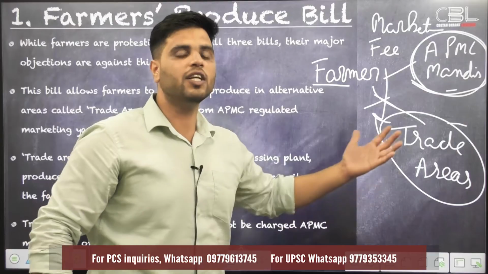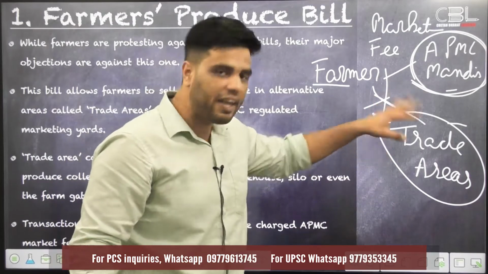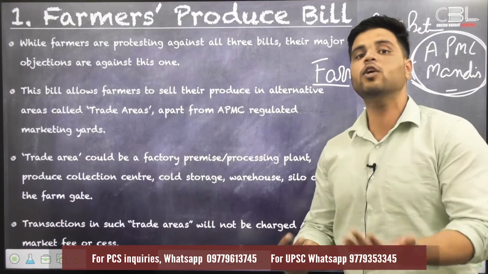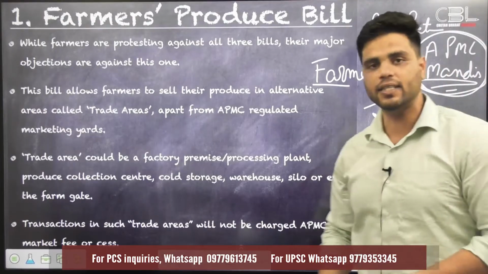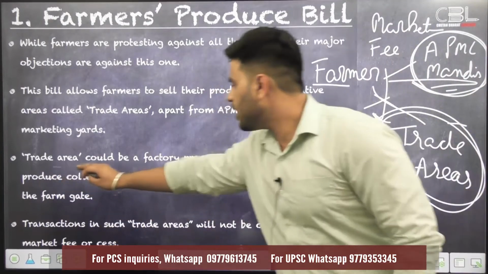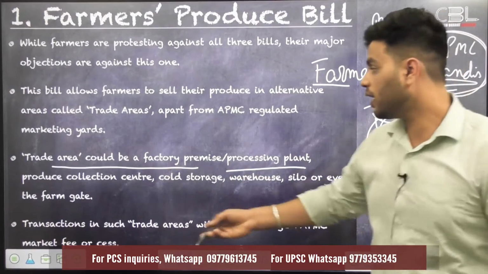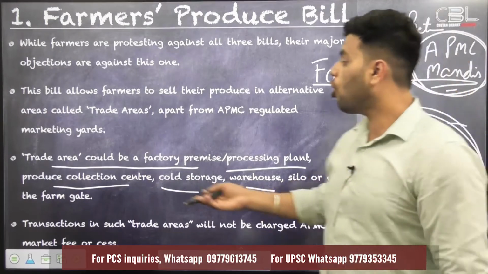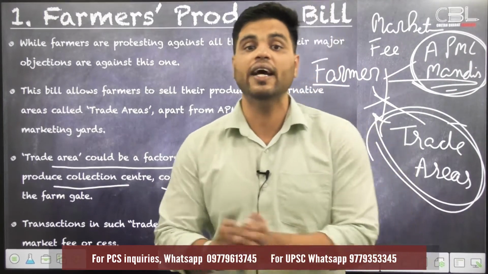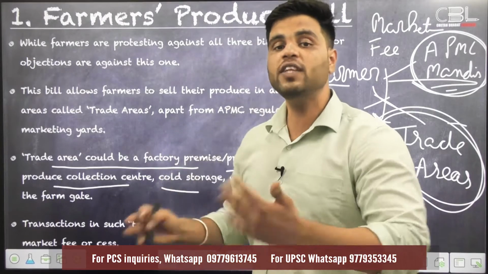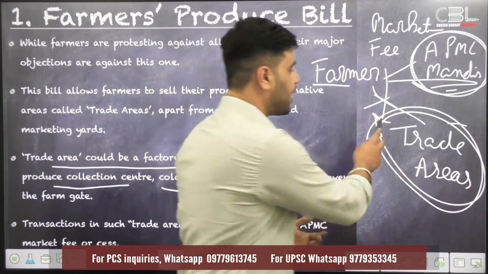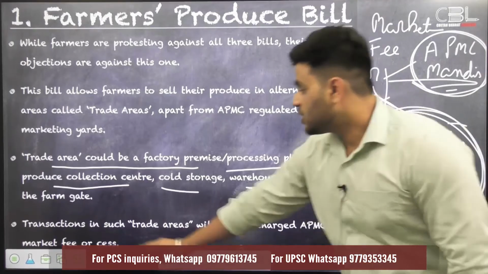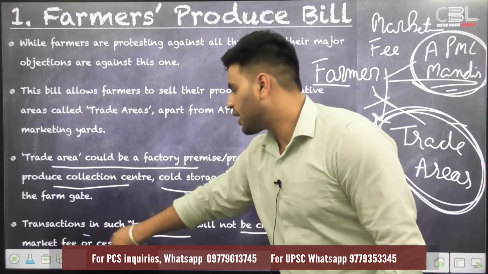This bill. Why? Because it actually favors, incentivizes these trade areas where farmers can also sell their produce. Earlier, they could only sell their produce to APMC regulated mandis. Now, what are these trade areas? Trade area could be a factory, processing plant, okay, a produce collection center, a cold storage operator, a warehouse silo, or even a company, a food chain. For example, Reliance Fresh, Easy Day, Walmart. All of these players can now be included in the category of trade area and they don't have to pay marketing fee. All right. Yeah, transactions in such trade areas will not be charged APMC market fee or cess.